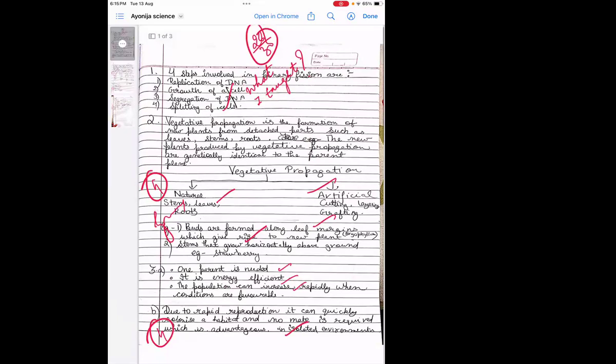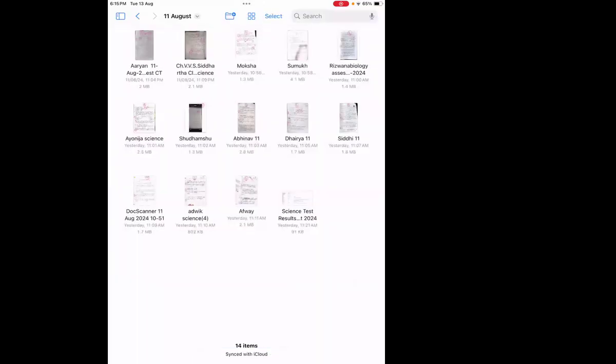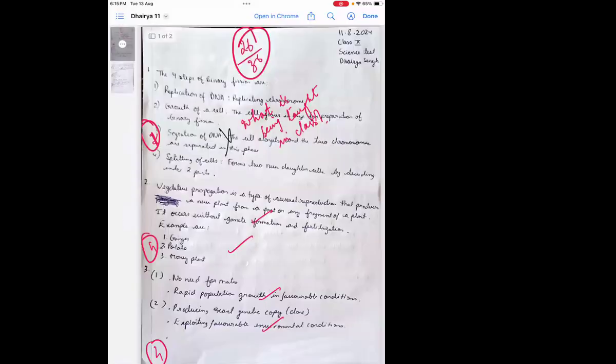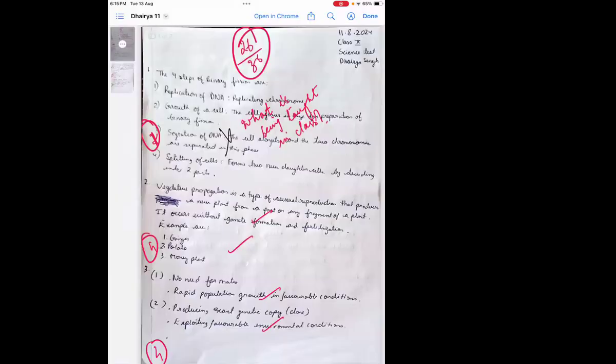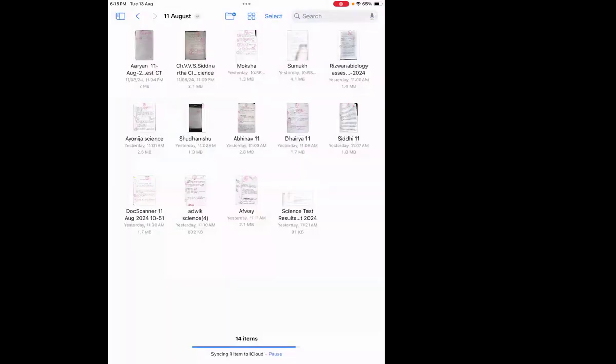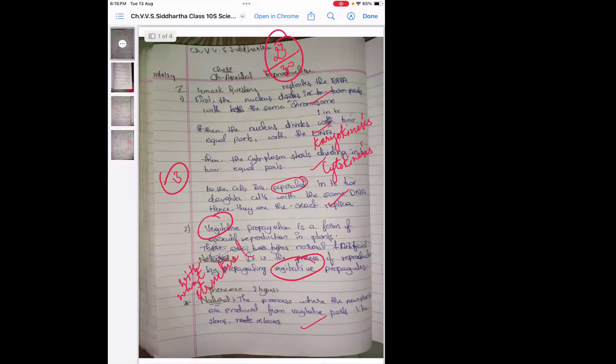And children, so many of you, I have noticed in your answer sheets. See, I'll show you. This was the first answer sheet. This is the second answer sheet. I have written very clearly: what is being taught in the class, you should write that only. It does not mean I want only my wording to be written. No, it's not like that. But you have written from somewhere else: replication of DNA, growth of a cell, segregation of DNA, splitting of cells. See, this is the thing here. In some of the copies, I was able to see this.